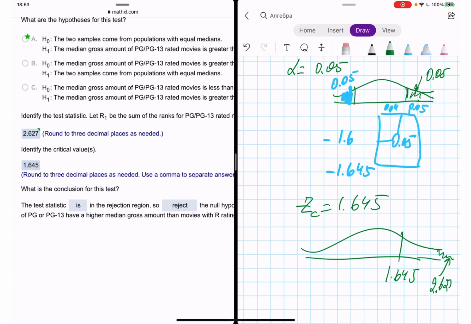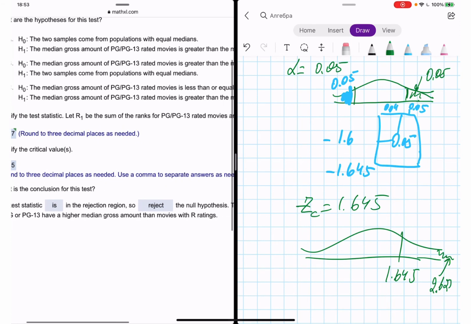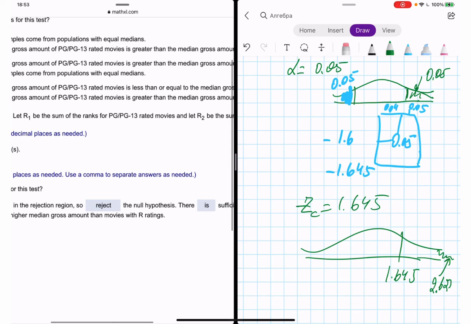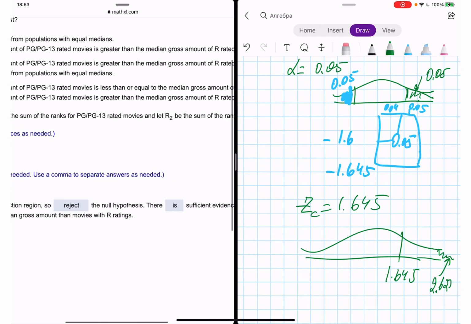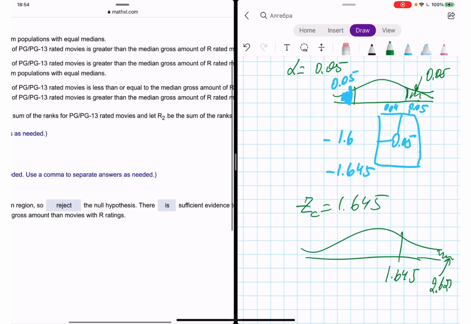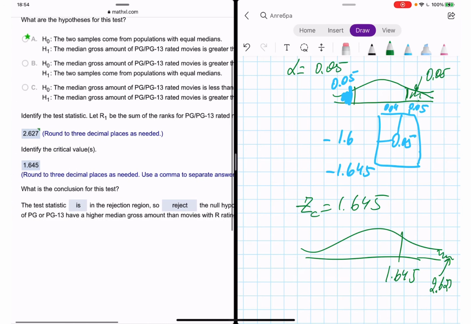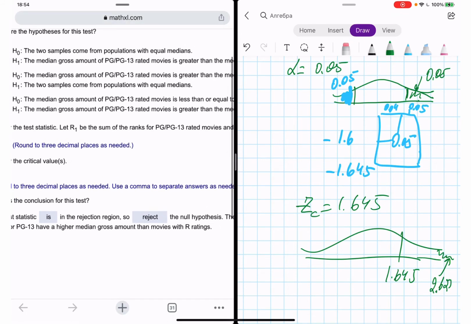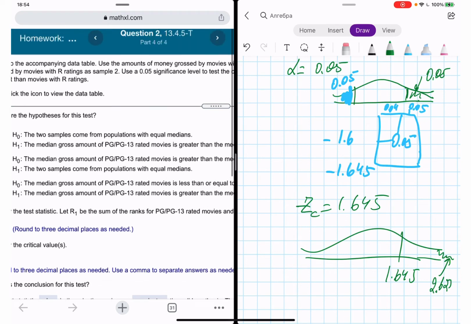The test statistic is in the rejection region, therefore we reject the null hypothesis, and our claim is the alternative, which means we are going to support it. There is sufficient evidence to support the claim that movies with ratings of PG or PG-13 have a higher median gross amount than movies with R ratings.